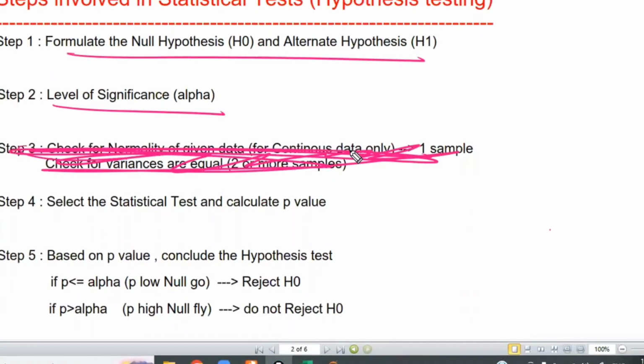Directly, no normality. For a categorical variable, we can't apply normality, we can't check the skewness, we can't check the variance. For discrete variables, we can't apply that. Only for continuous variables will normality be applied, that is, the histogram. Only for continuous variables will variance be applied.